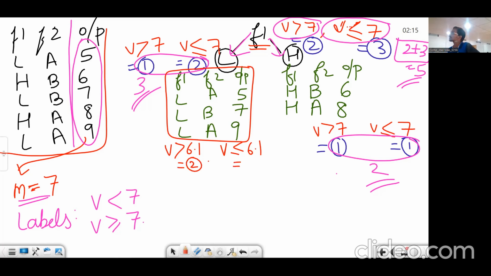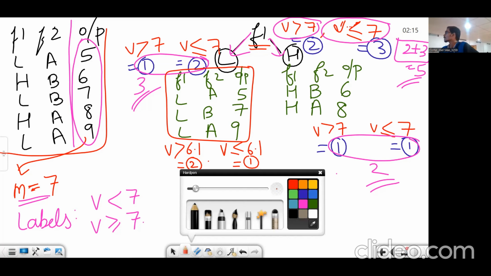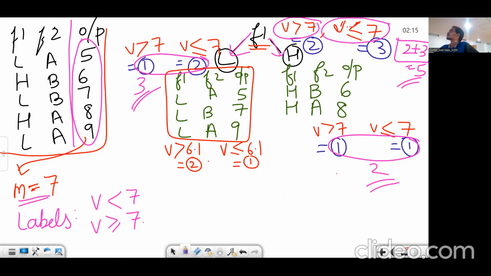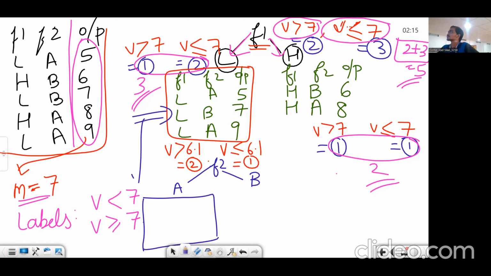And values less than or equal to 6.1, we have 1 value. Now do the splitting based on, suppose, feature 2. Then feature 2 when it is equal to A and feature 2 when it is equal to B. So we'll have the subsets of this data set. These will be the subsets.